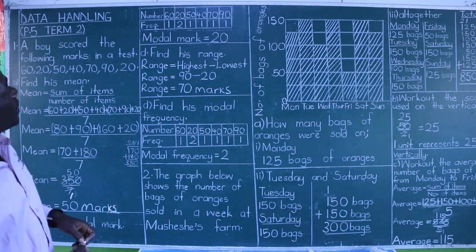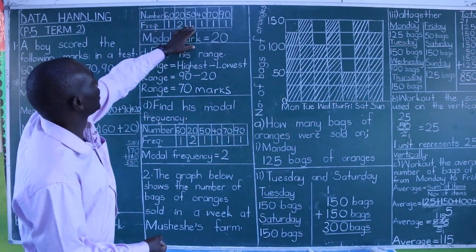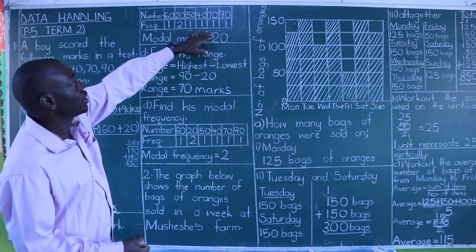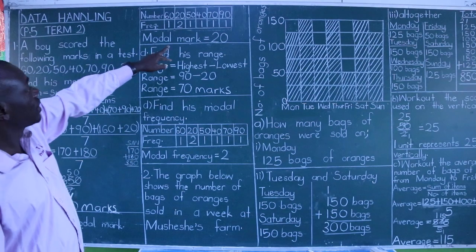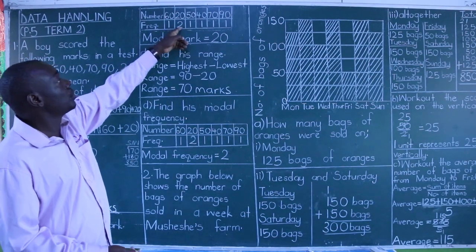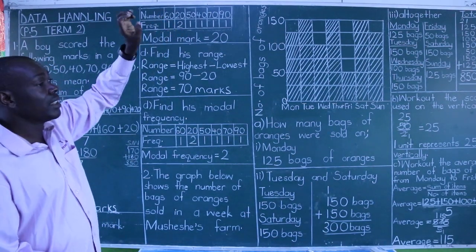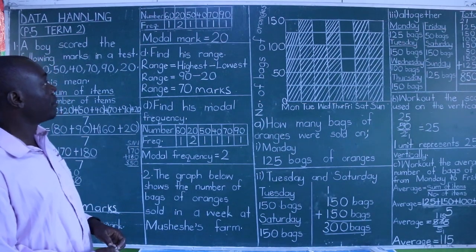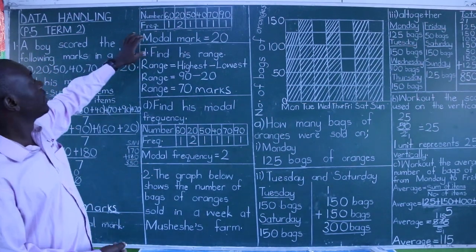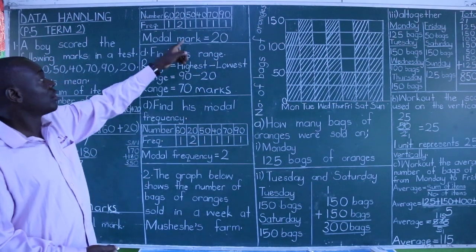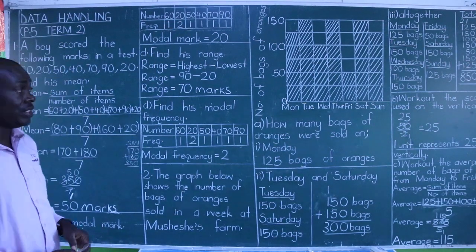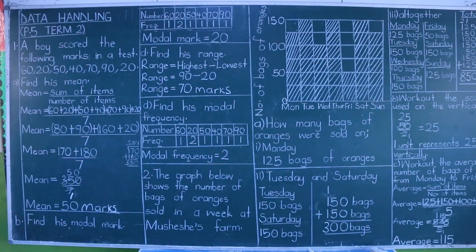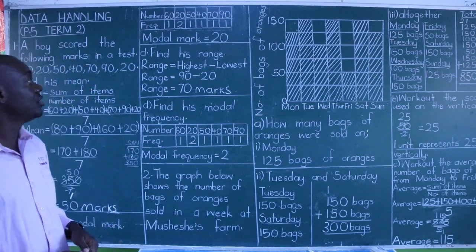So the most appearing number, as you see, given the frequency, you compare the frequency. Frequency means the number of times that particular number appears. So it is only 20 that appears most. So it has the most appearances. Therefore, the modal mark was 20. Don't put the word marks this side. So modal mark is 20. That is the answer for mode. It's the most appearing number in the given data.